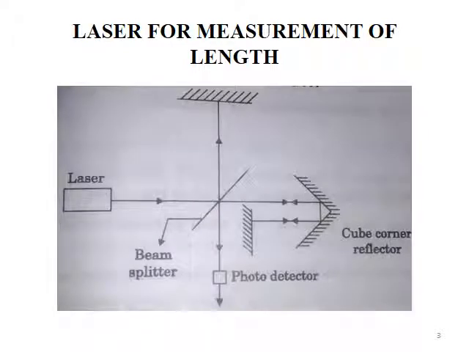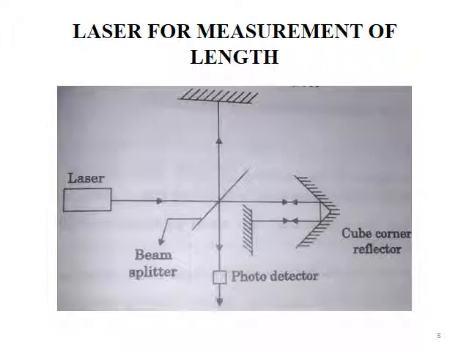This is a schematic diagram for laser based length measurement. The large coherence light and high output intensity coupled with a low divergence enable the laser to find application in precision length measurements using interferometric techniques. Here the laser beam is split into two parts and they are made to interfere after traversing two different paths.